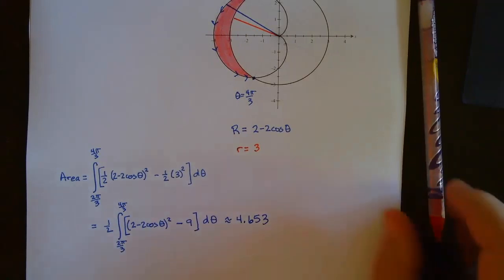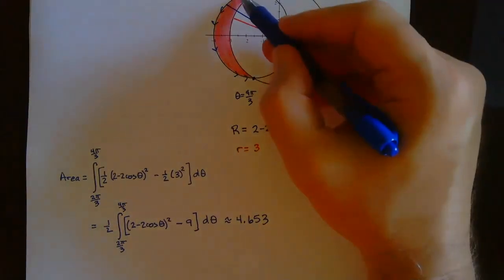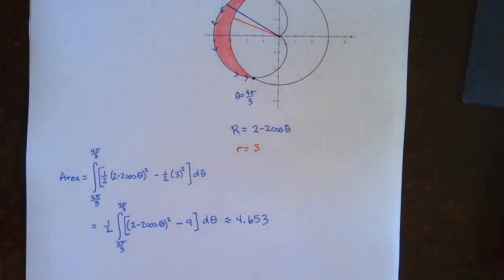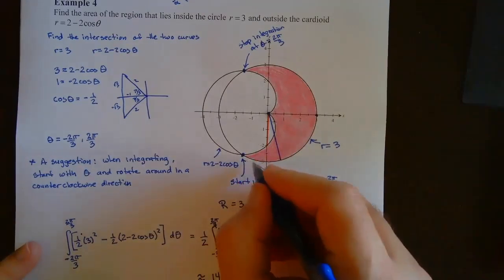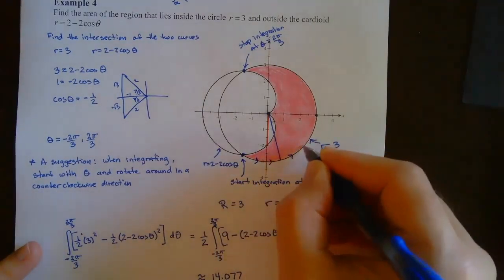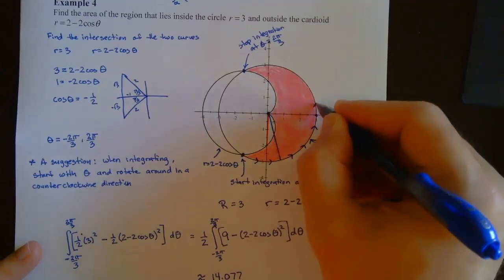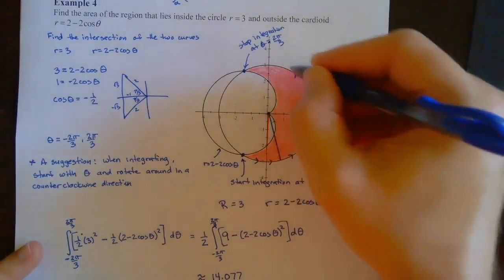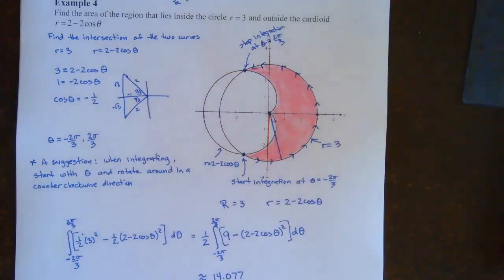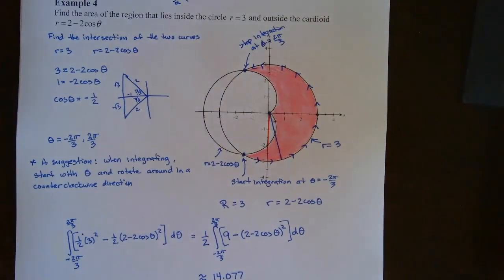I realized I wish I had put the arrows on the last problem. So let's go back to example 4 real quick and put the arrows on that. We started right here at this point and we went around this way, and then we ended the integration right there. All right, that's it. Let's go to example 6.